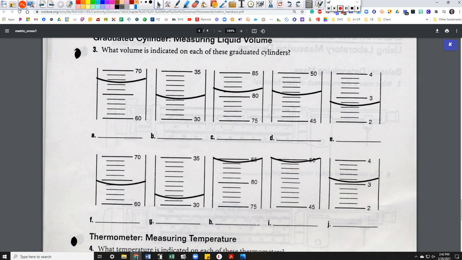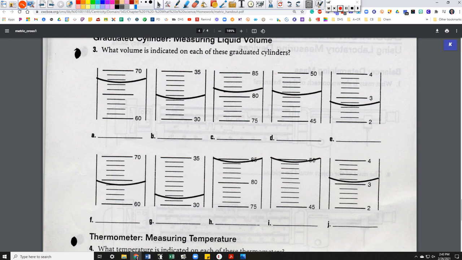All right, what device is this? A graduated cylinder. Could it also be a burette? It could be a burette. Remember, a burette's just a little bit taller, a little bit skinnier, a little bit more partitions on, okay? It could be a burette.